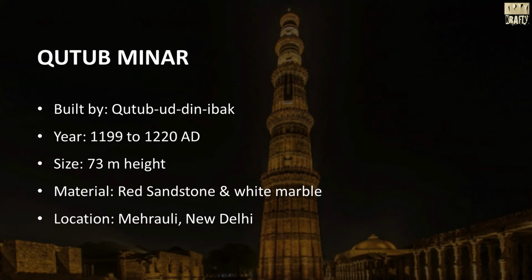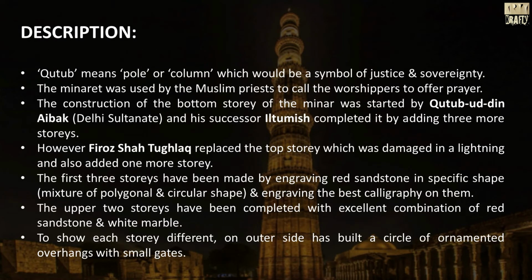Qutub Minar, built by Qutubuddin Aibak, year 1199 to 1220 AD. Size: 73 meter height. Material: red sandstone and white marble. Location: Mehrauli, New Delhi. Description. Qutub means pole or column, which would be a symbol of justice and sovereignty. The minaret was used by the Muslim priests to call the worshippers to offer prayer.